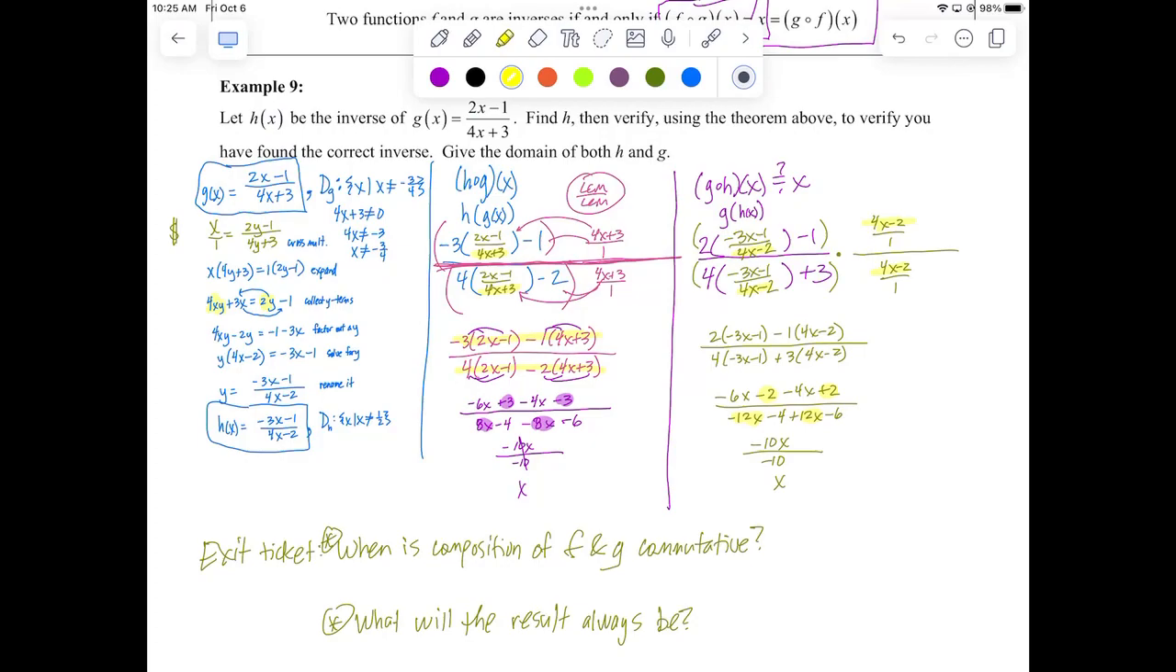So I didn't bother distributing in that second one. I'm going to do that in my next line. Okay, now all we got to do is carefully distribute. We get this. Your 2's cancel. Your negative 12x's cancel. You're left with negative 10x over negative 10. They divide out and they give you x.